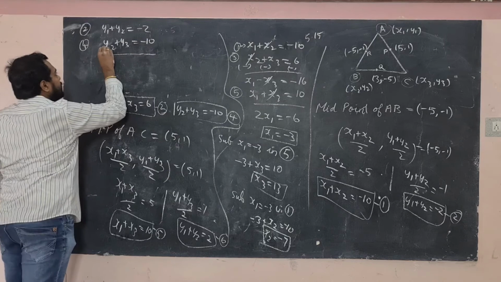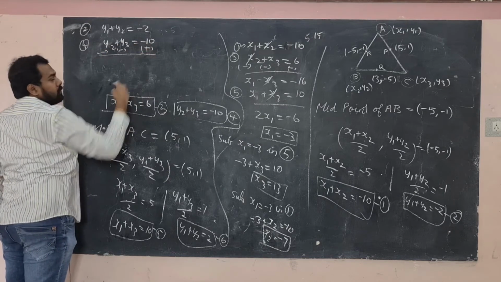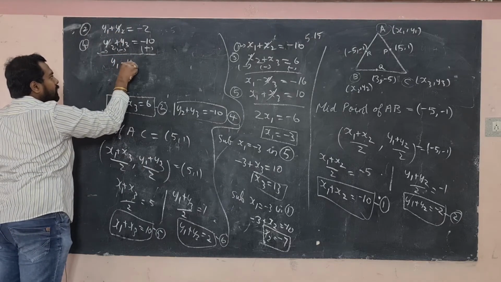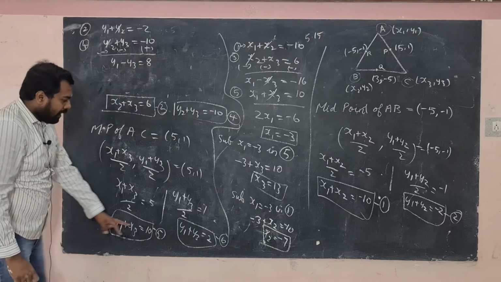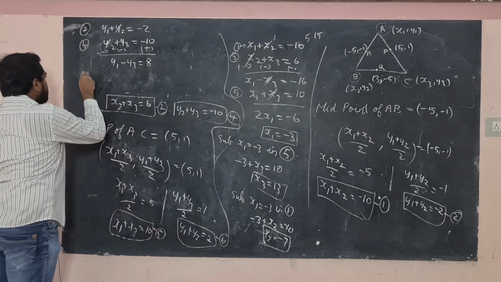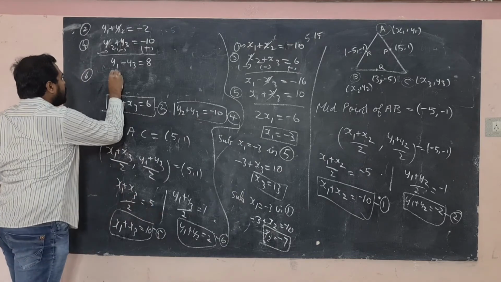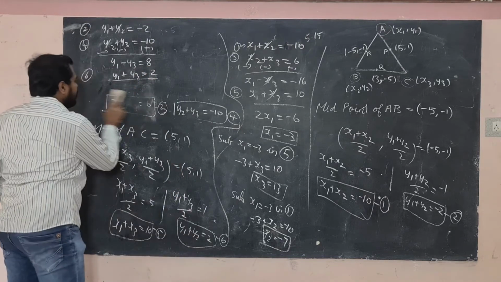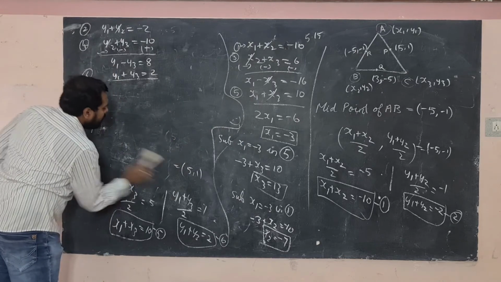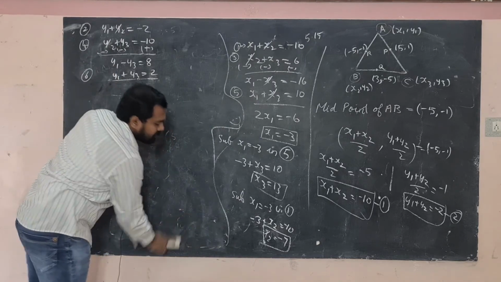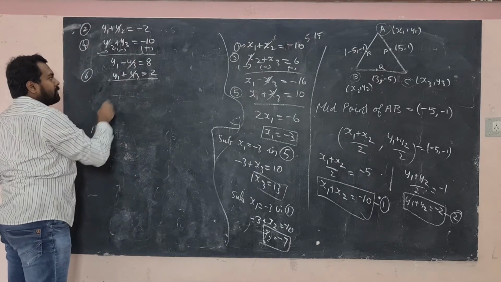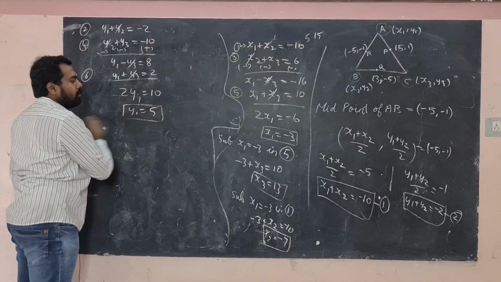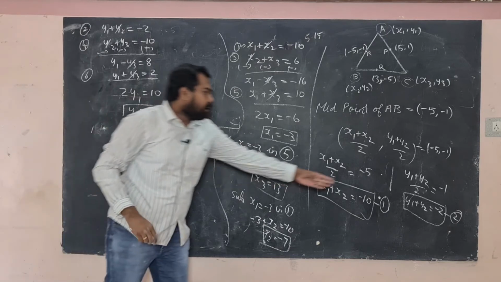So we are going to subtract these two equations. Change the sign. See here, y2 will get cancelled. y1 minus y3 equal to 8. We have one more equation over here, which is equation number 6, y1 plus y3 equal to 2. Add these two equations and we can cancel out y3. So 2y1 equal to 10. So the value of y1 is 5.